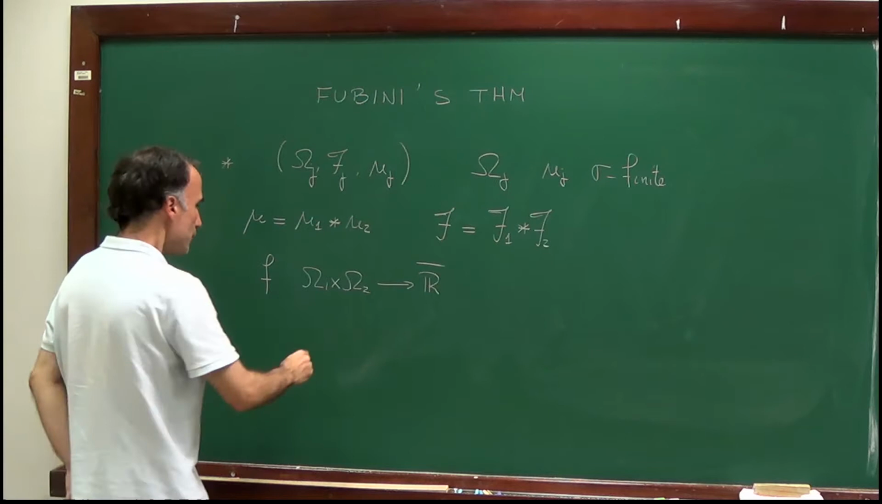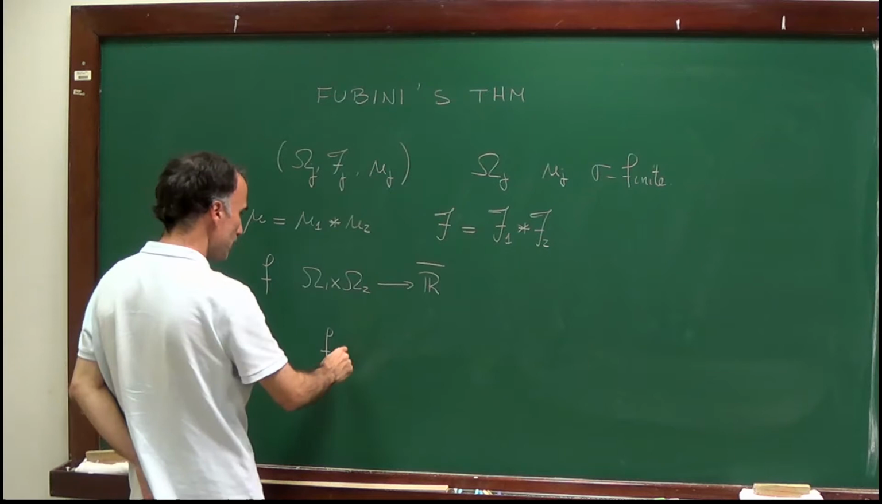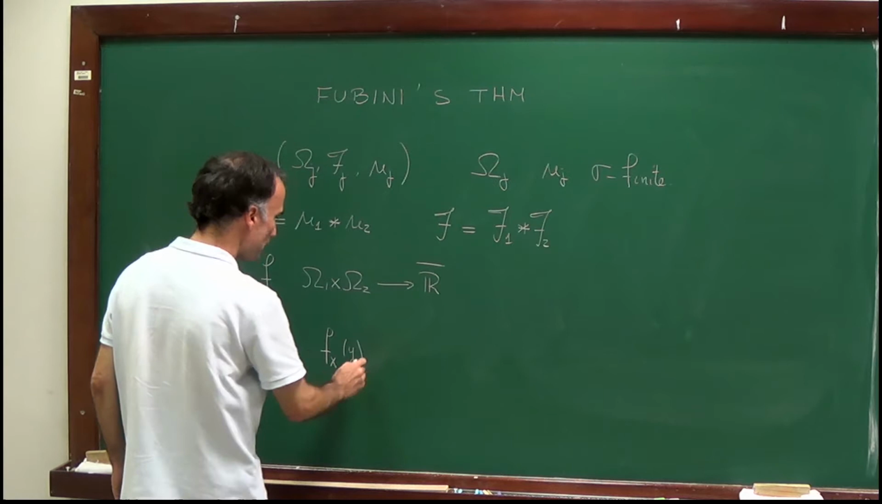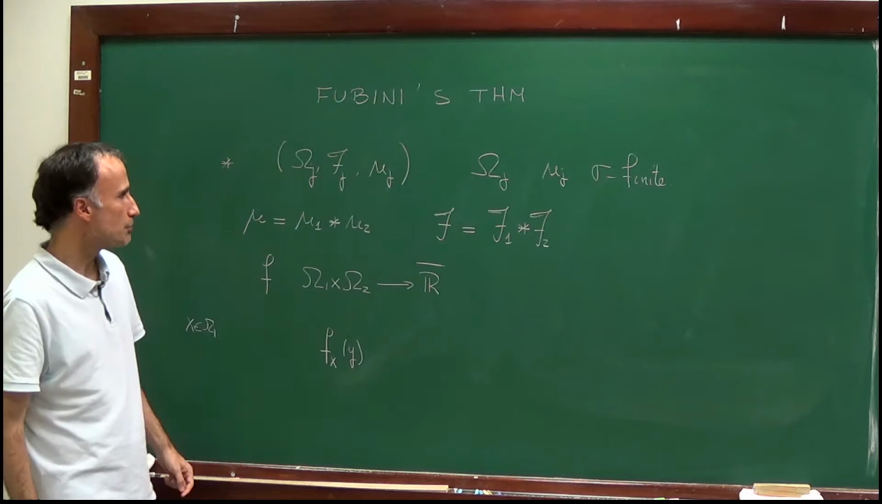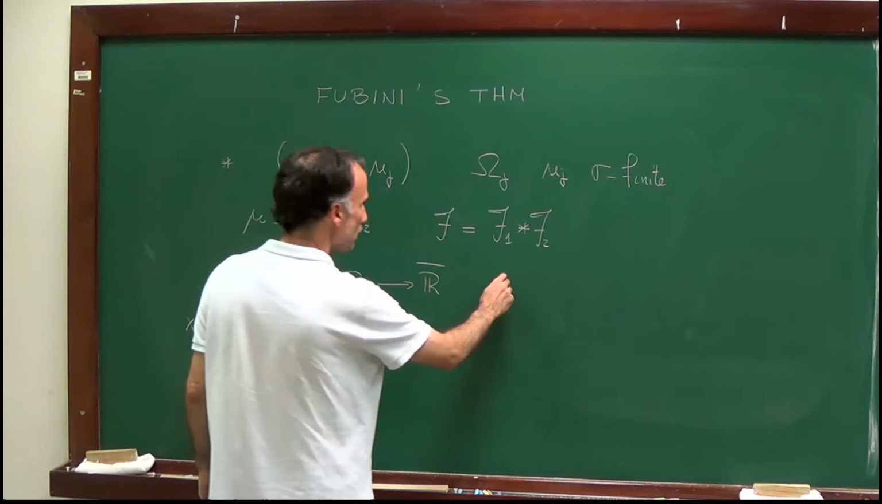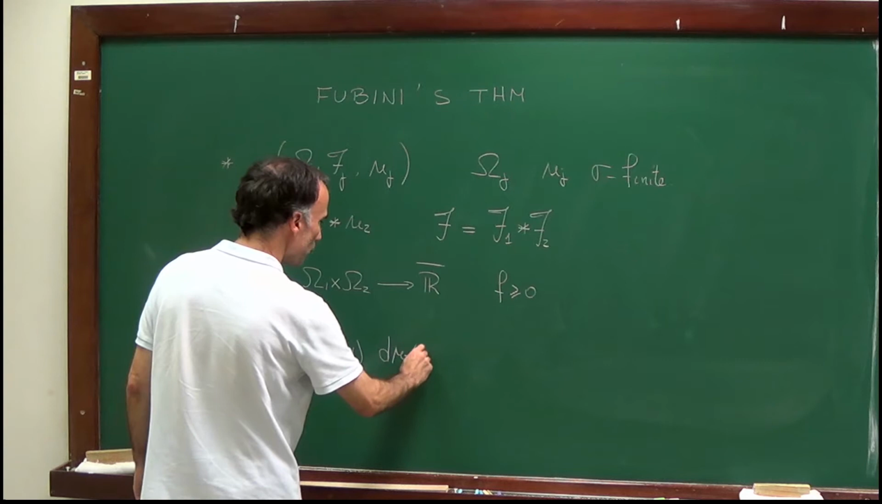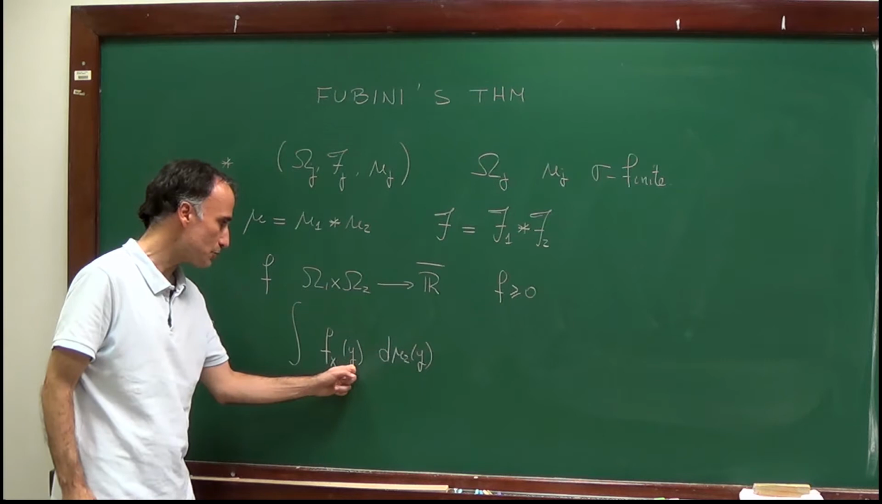And I will discuss that in more detail: fix a point x in Omega 1 and consider this function now as a function defined in Omega 2. As a function in Omega 2, you could integrate it with respect to mu2. So let's assume, to fix ideas, that in fact f is non-negative. So as a function of y, this function is non-negative, so you could integrate that function with respect to mu2. And I will place here y just to remind you that we are integrating with respect to the variable y.